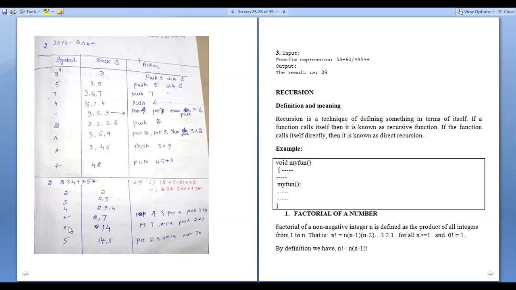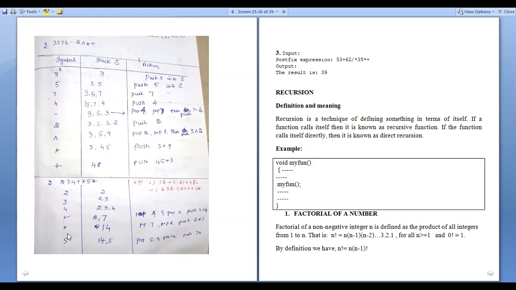Next, we have the operator star. With respect to this, what are the two operands we have? 2 and 7. The last operand is 7, and after 7 we have 2. So we will be doing the operation 2 into 7, and the result is 14. The result will be pushed to the stack.